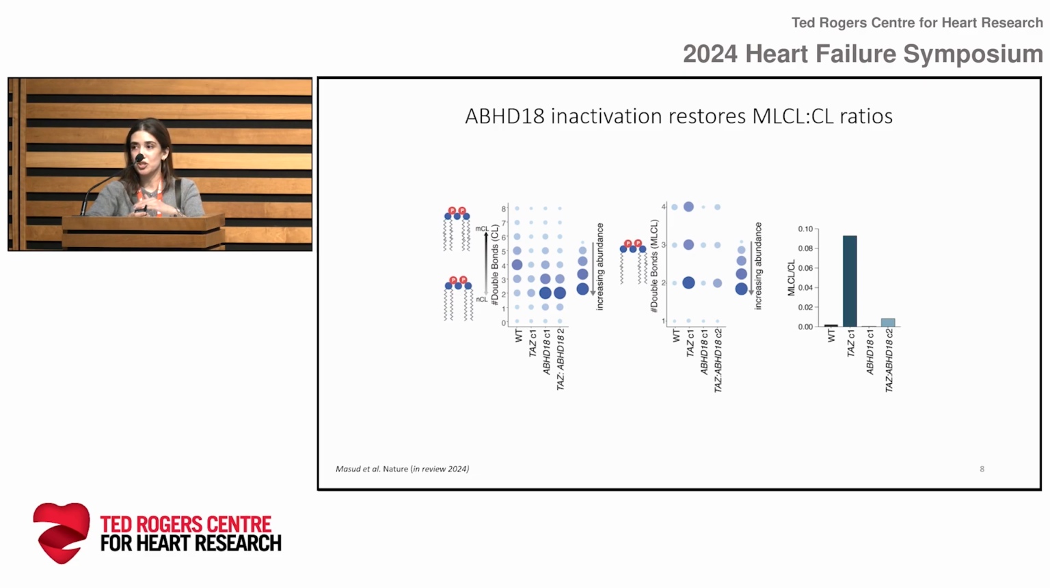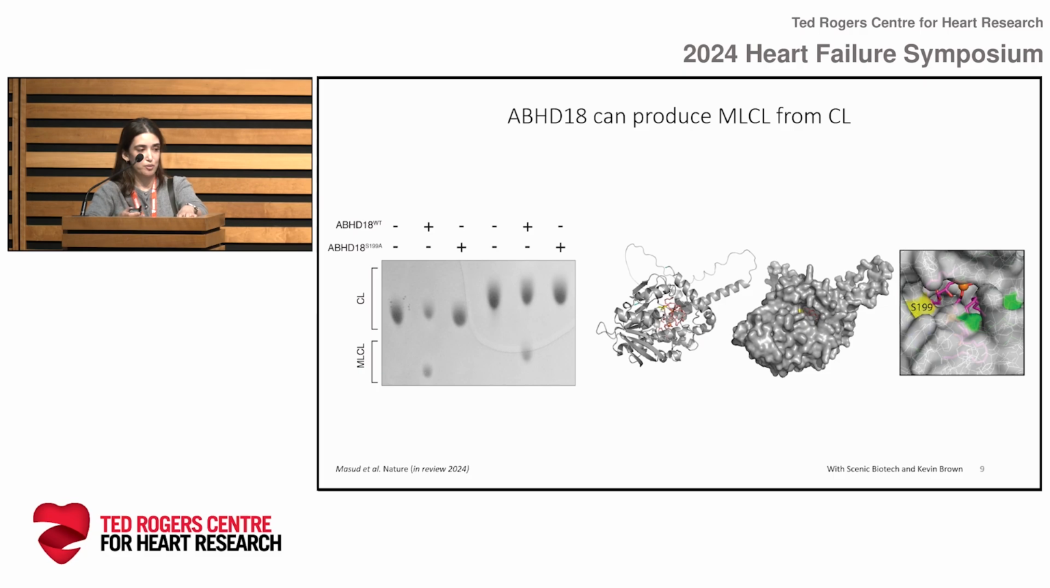So the dot plots are just showing you species of both cardiolipin and monolysocardiolipin based on double bond. We saw more nascent forms of cardiolipin and not mature forms of cardiolipin being produced with ABHD18, suggesting that ABHD18 might function in the cardiolipin biosynthesis pathway, specifically acting on monolysocardiolipin. And indeed, that's the case.